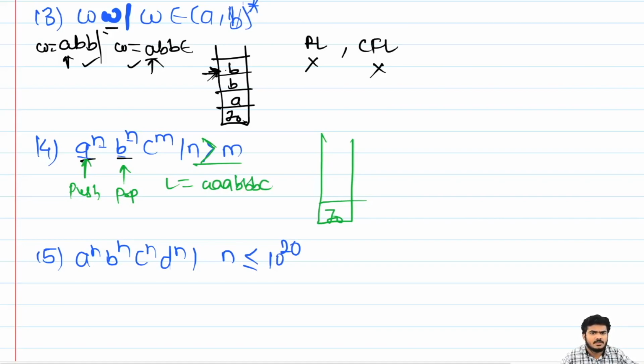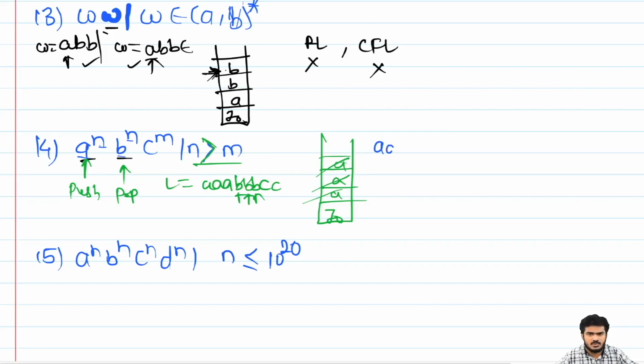Okay, cc is there. So these number of a's are pushed, and whenever b starts occurring, I will pop that number of a's. Now you will ask why you are popping those a's from the stack, because we want to check n is greater than m. But we should also remember that we have to accept the strings which are present in the language.